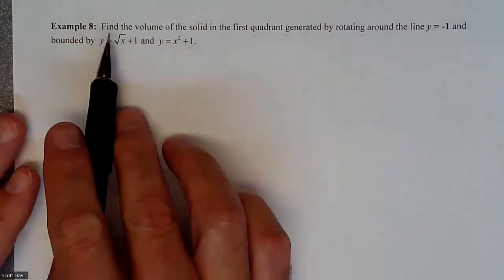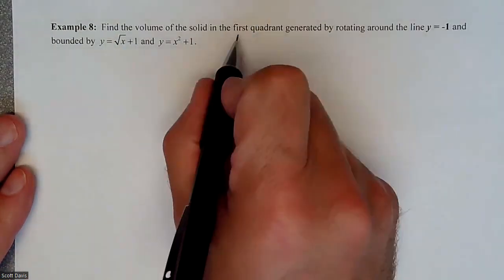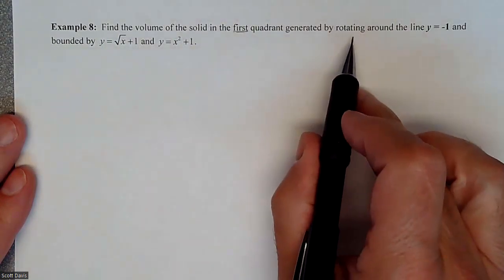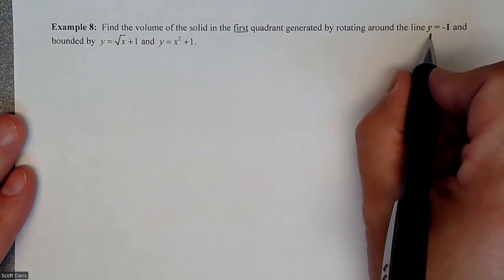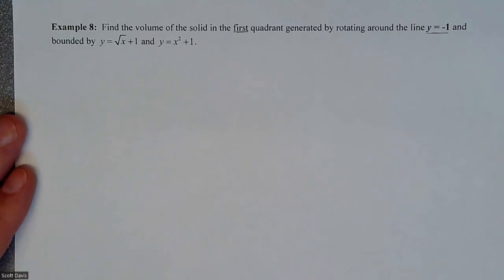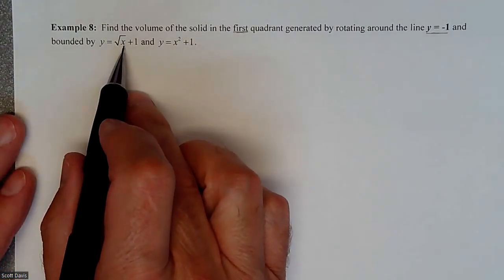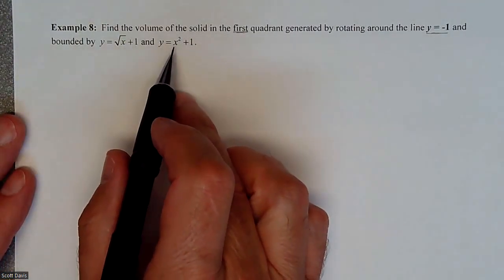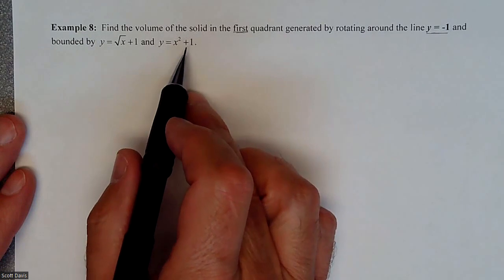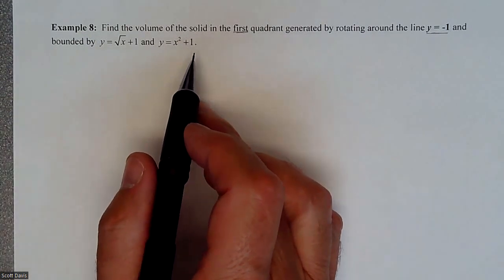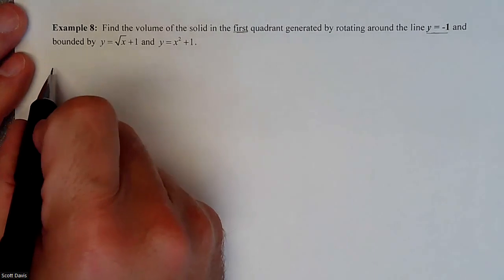In this example, we are going to find the volume of a solid in the first quadrant, generated by rotating around the line y equals -1, which kind of messes things up a little bit, makes it a little more challenging because we're not rotating around the x-axis, but bounded by this square root of x plus 1 and the quadratic of x squared plus 1.